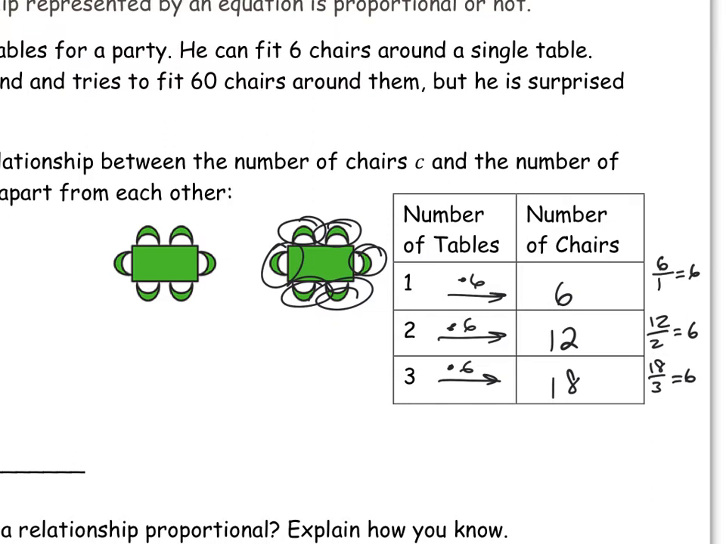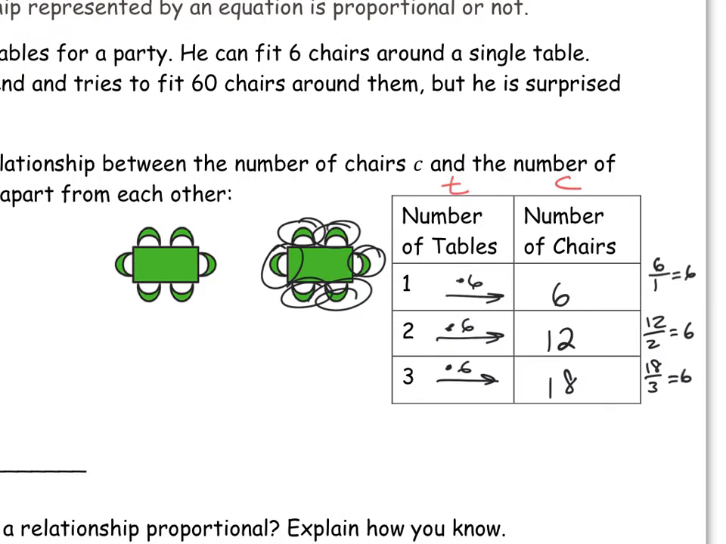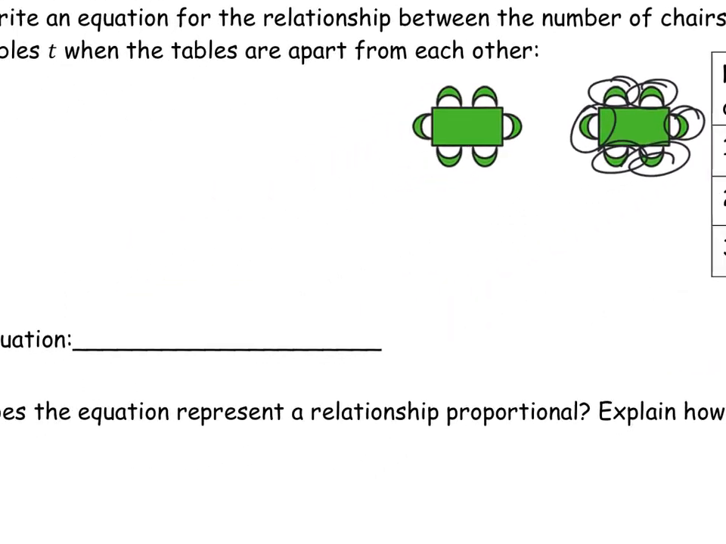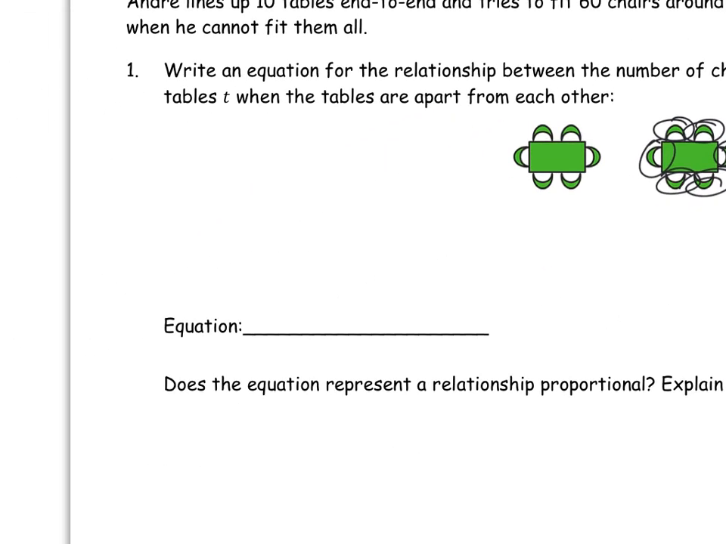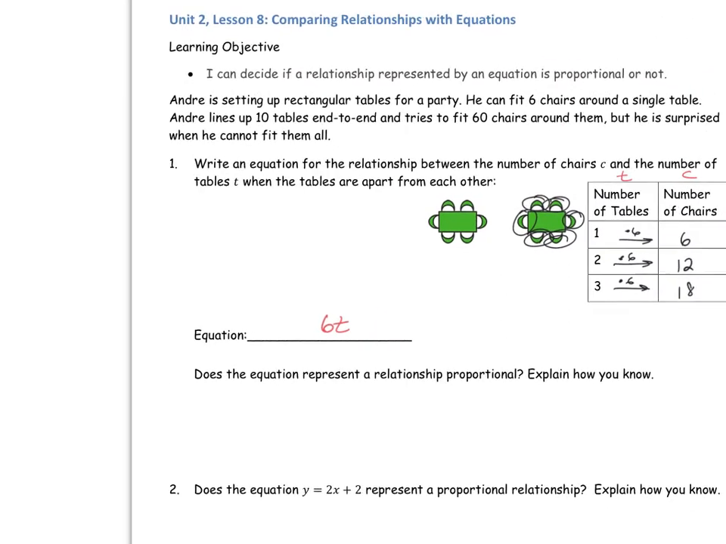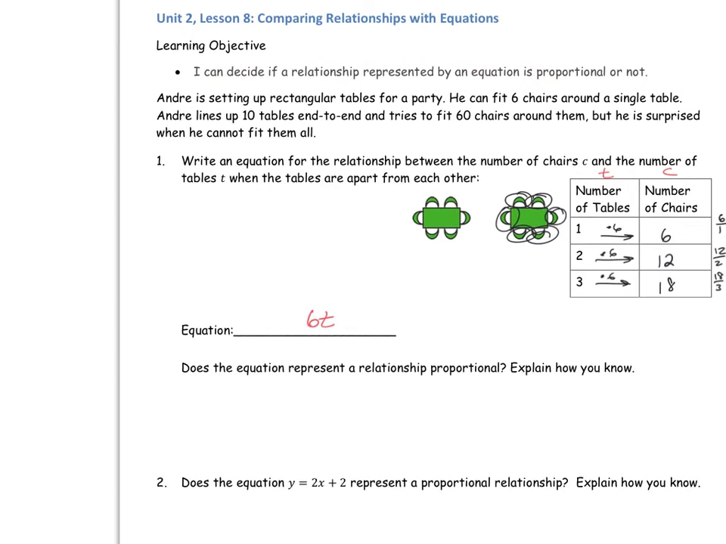Now, if I use T for tables and C for chairs, I would ask myself, what is being multiplied by the 6? Well, in this case, T is being multiplied by 6, so I would write that as 6T. Now that is going to be equivalent to the number of chairs. So my equation is going to be C equals 6T, because the number of chairs is equal to 6 times the number of tables.